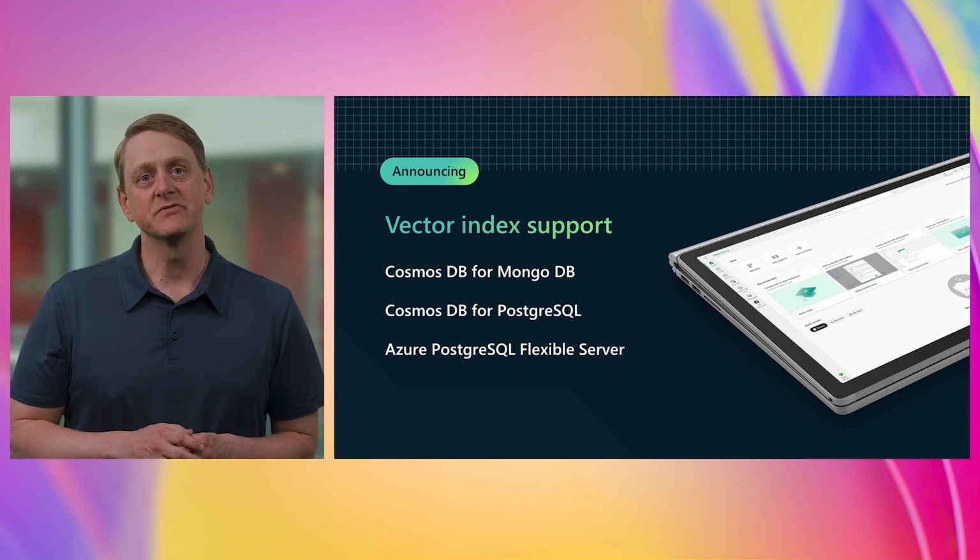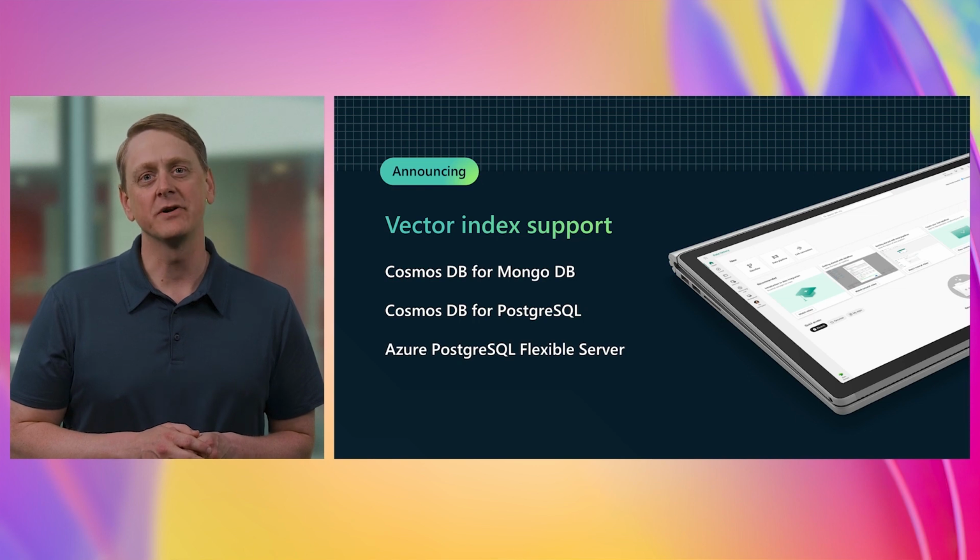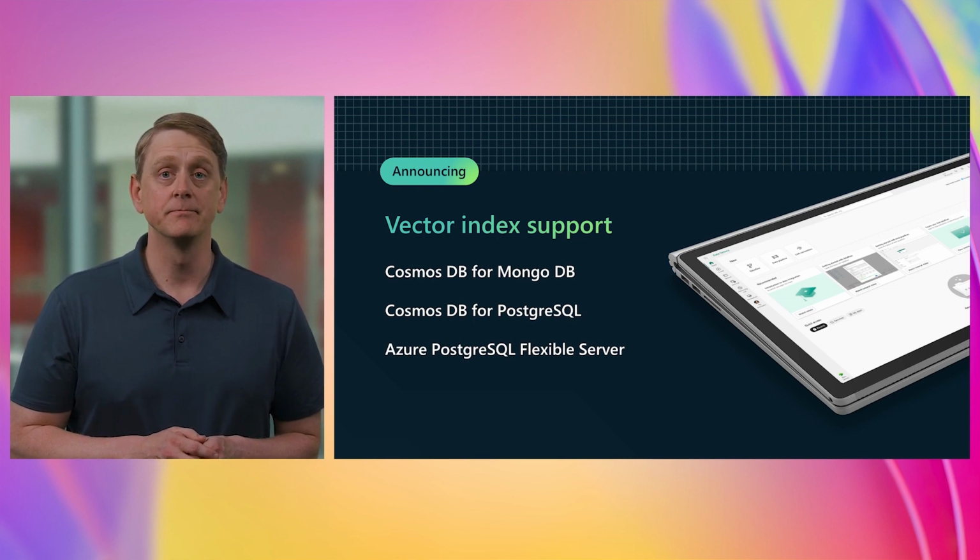We're excited to announce vector index support for Cosmos DB for MongoDB, Cosmos DB for Postgres, and for Azure Postgres Flexible Server. Vector indexing is foundational for enabling Copilot and large language models to retrieve relevant data from your databases efficiently, so it can reason over it. Now this capability is built in.